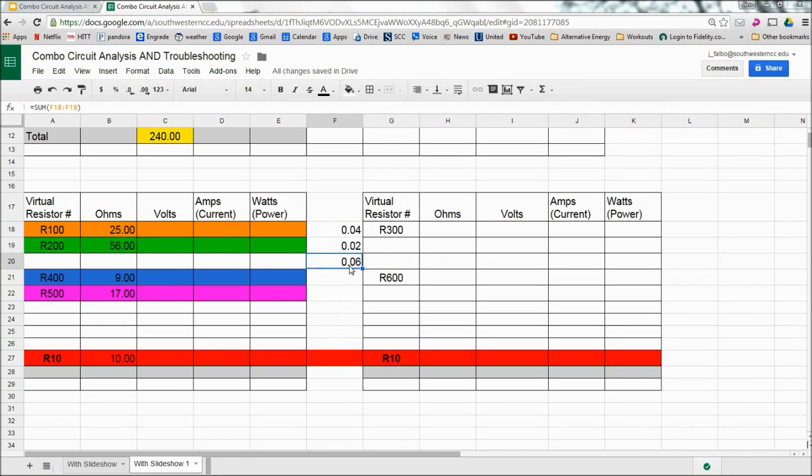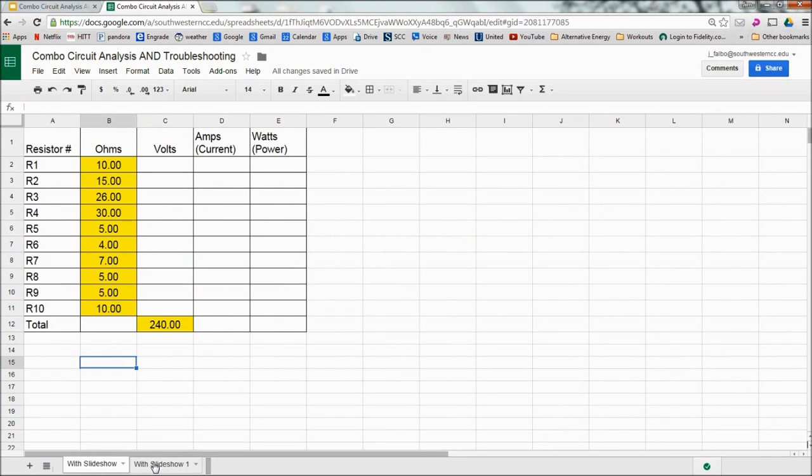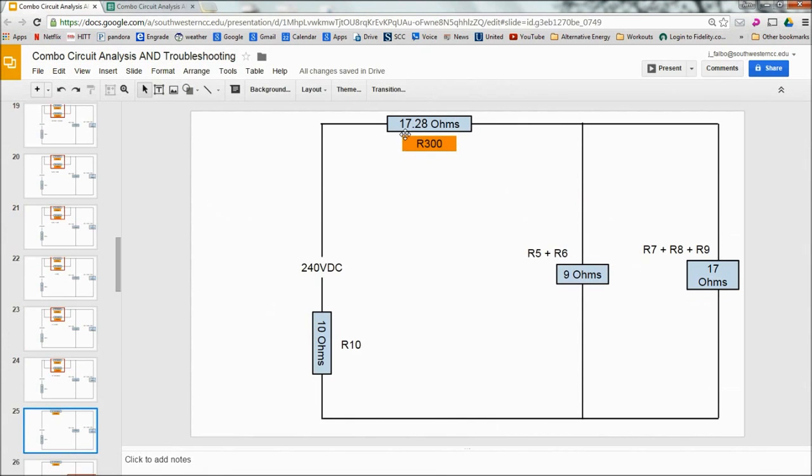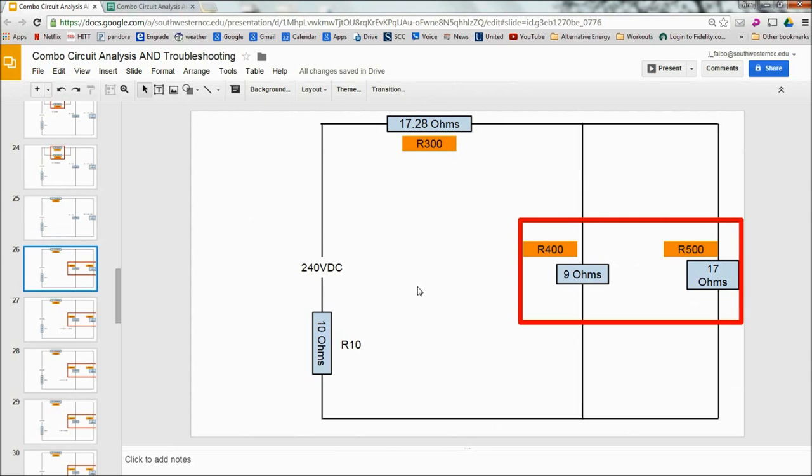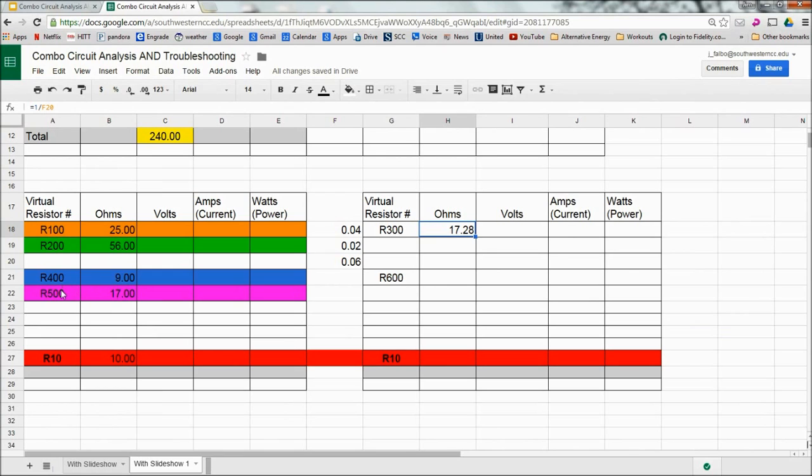Alright, so we want the reciprocal of this answer. That's going to be the resistance for that virtual load. So we're going to tell this cell, I want you to equal 1 divided by that answer. There's our 17.28 ohms, and, whoops, sorry, that is what we came up with for our 300. So it looks like our spreadsheet's on the right track. Now we've got these two virtual loads, which we've identified now, are 400 and 500. And that is shown right here, 400 and 500.